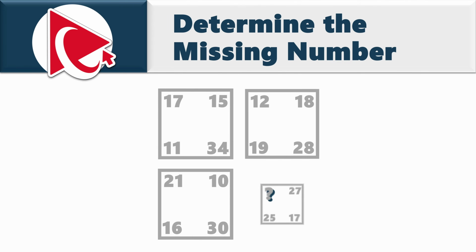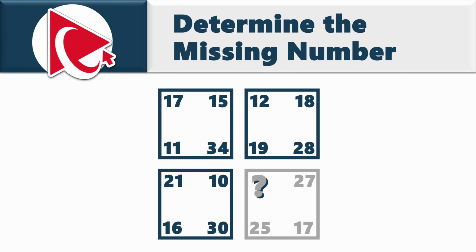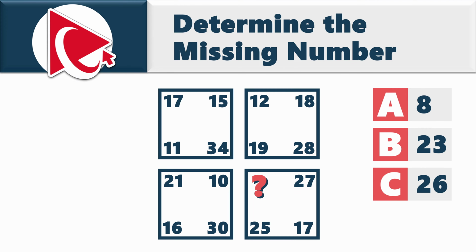You're presented with 4 squares. Each square has 4 numbers inside. The first square has numbers 17, 15, 34, and 11. The second square has numbers 12, 18, 28, and 19. The third square has numbers 21, 10, 30, and 16. And then comes the fourth square, which has numbers 27, 17, 25, and then comes the missing number, which you need to calculate and select out of 4 possible choices. Choice A, 8, choice B, 23, choice C, 26, and last but not least, choice D, 31.